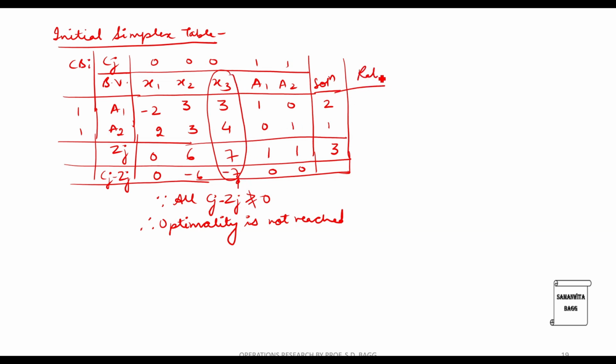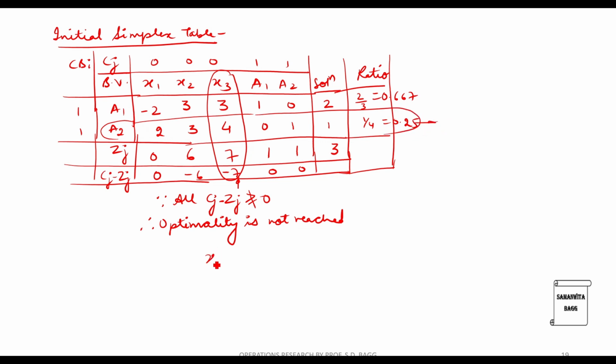We need to calculate the ratio. So that is 2 by 3 and 1 by 4. This is 0.667 and this is 0.25. 0.25 being minimum, we are choosing a2 as the leaving variable. So I'll write x3 is the entering variable and a2 is the leaving variable.